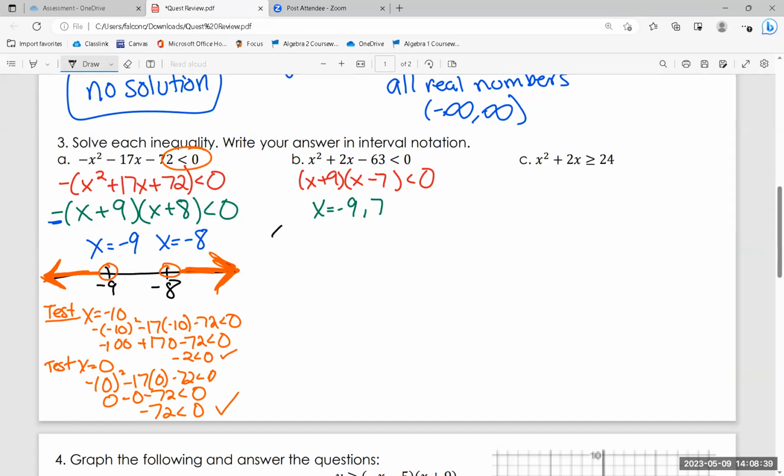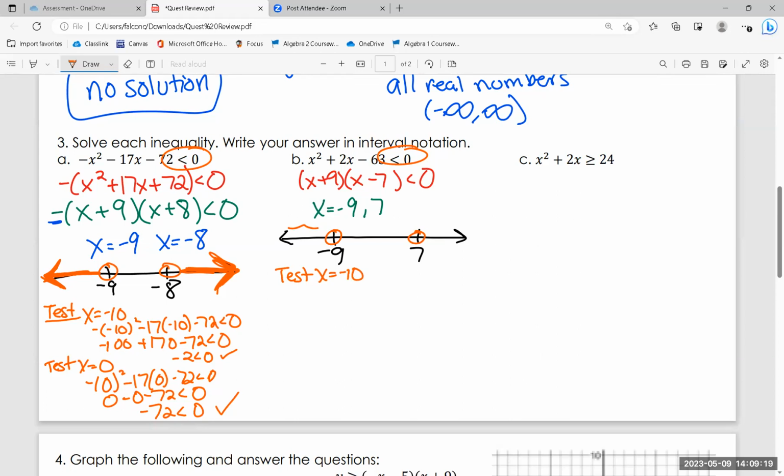All right, so if we're graphing, we want -9, +7. We are just less than, so we want open circles. All right, so let's test. Let's just go left to right. So I'm going to do this left part here. So let's test x equals -10 first and see what happens.